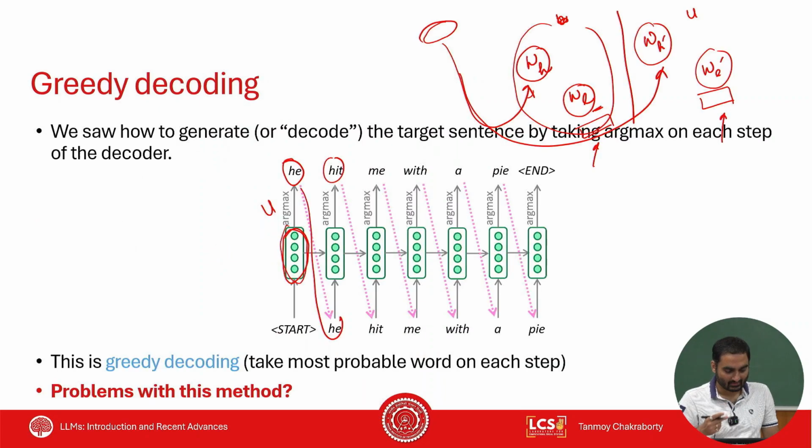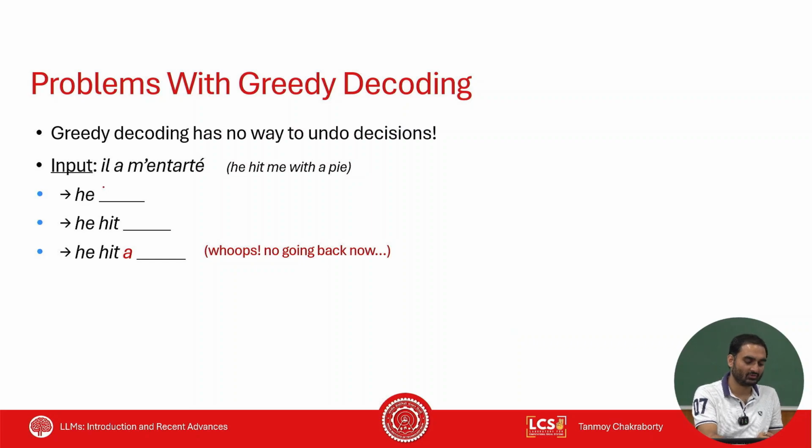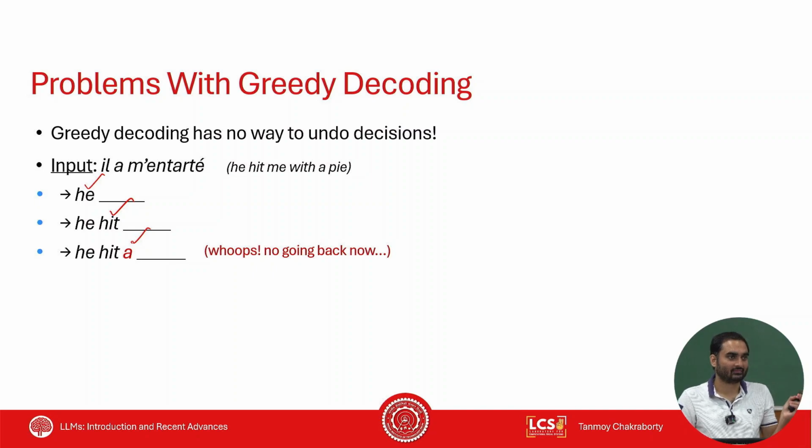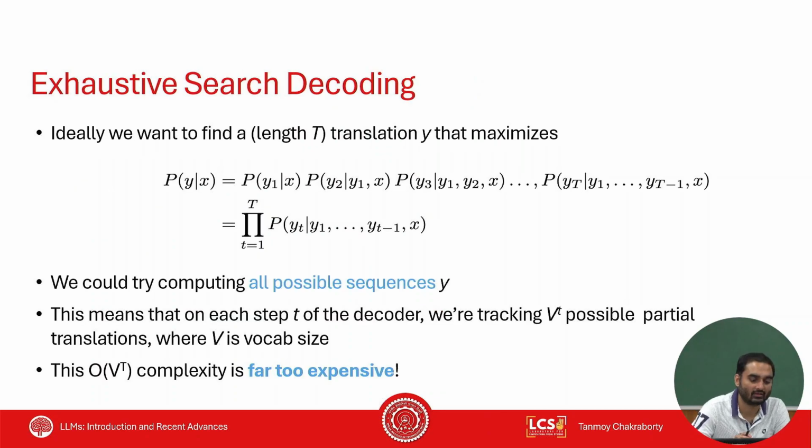Let's say you wanted to generate "he hit me with a pie", so you generated "he", and then you generated "hit", and suddenly you generated "a", but you should have generated "me", isn't it? You won't be able to backtrack, because it has already been generated. The "a" will be fed to the next state, and in the next state something else will be generated. This is the problem with greedy decoding, right? Now tell me, how do you address this problem?